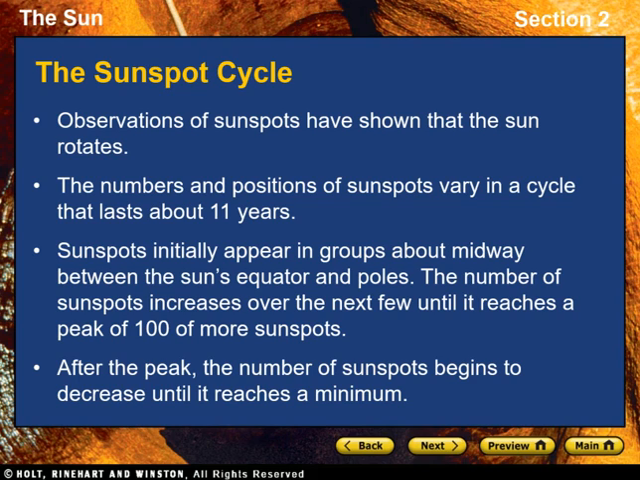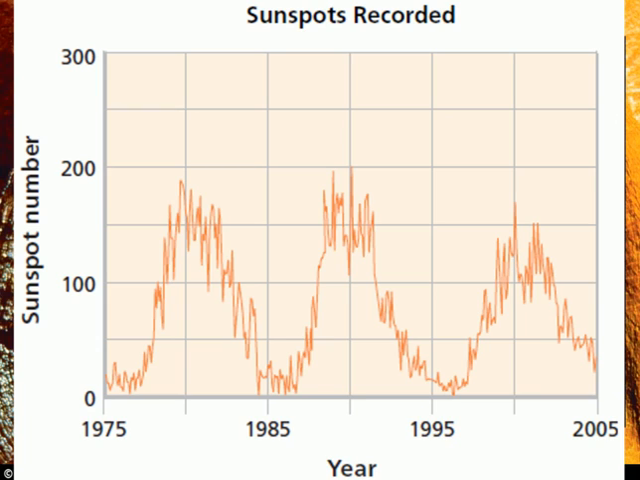The number of sunspots increases over the next few years until it reaches a peak of 100 or more sunspots. Then sunspots at higher latitudes slowly disappear. The new ones appear closer to the equator. The graph on the screen here shows that after the peak, the number of sunspots begins to decrease until it reaches a minimum. Another 11-year cycle begins when the number of sunspots begins to increase again.